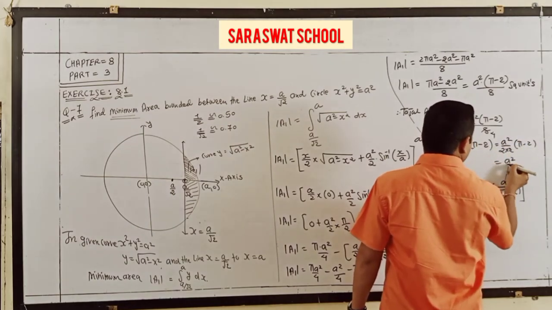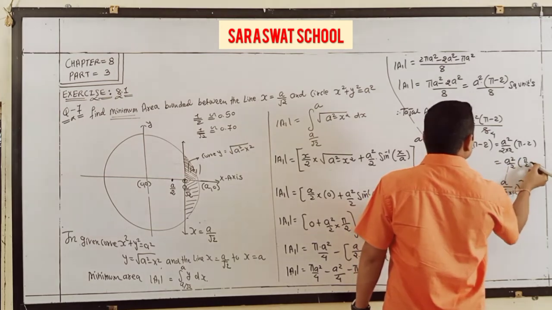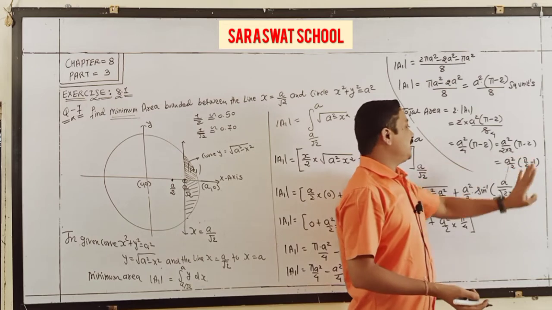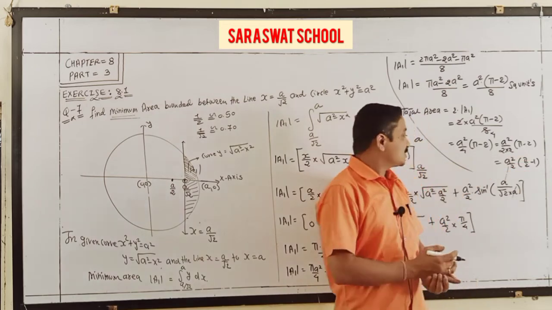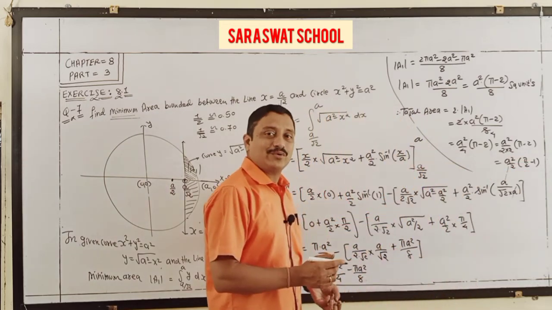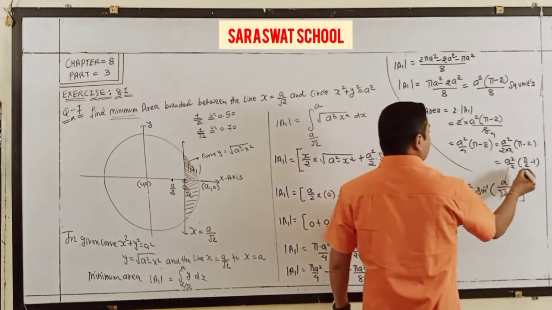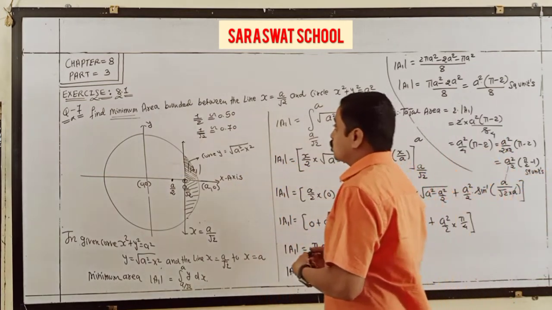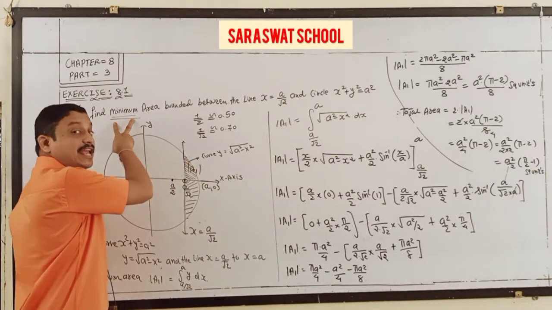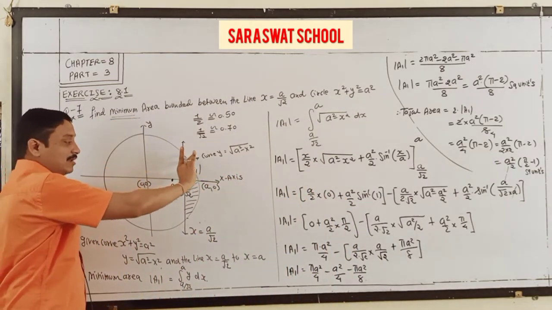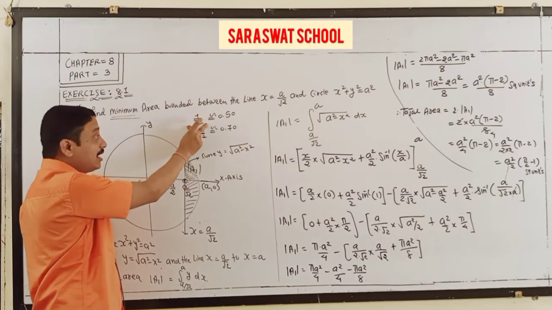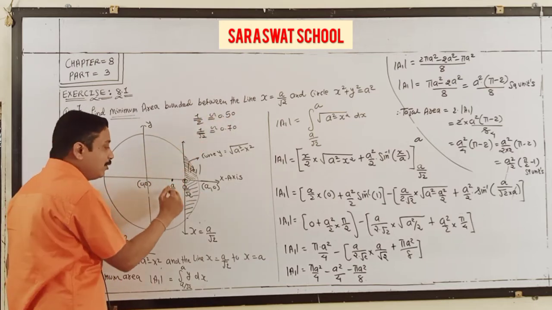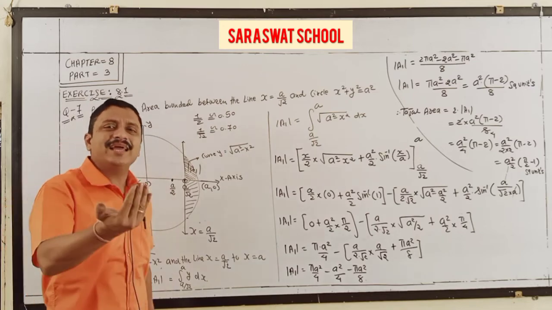So a square by 2, here pi by 2 minus 1. I just multiply inside: a square by 4 minus a square by 2. Yes, students, this is your final answer, square units. You can make it final, and this is the shortest distance, I mean shortest area, the minimum area is done. But this logic is clear about half, 0.50, it means exactly 0 to a, and 1 by root 2 is 0.70, just like above.